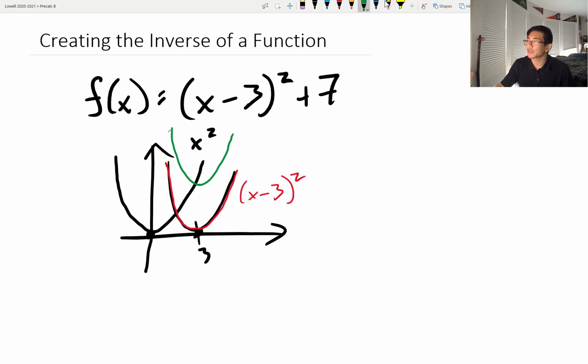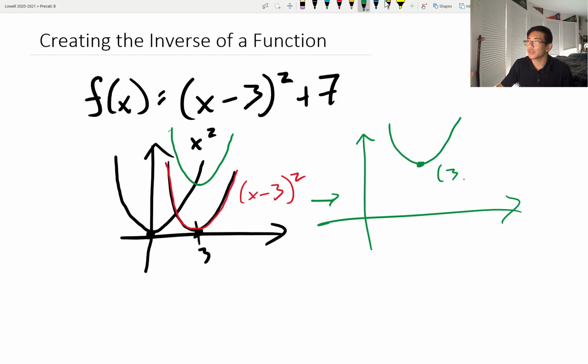Okay, so actually, let me just draw this nicer now. Our graph is actually going to look just like this, right? And our vertex right here is at (3, 7). Now we got that out of the way, I want to create the inverse of the function. If we just draw what the inverse should look like, we know that the inverse is going to be flipped over the line y equals x, and look something like this in red.